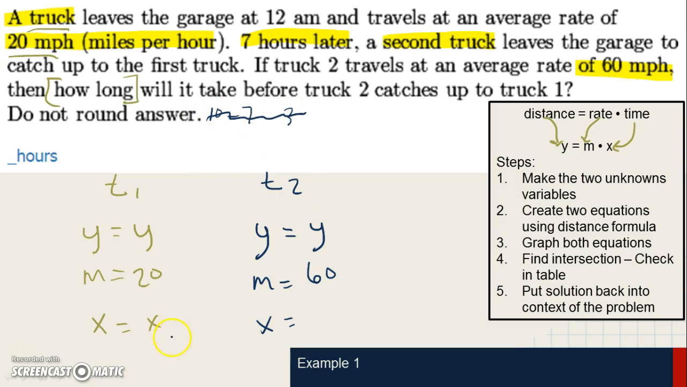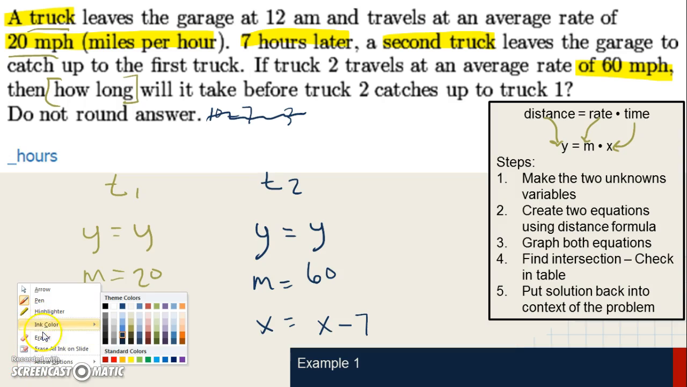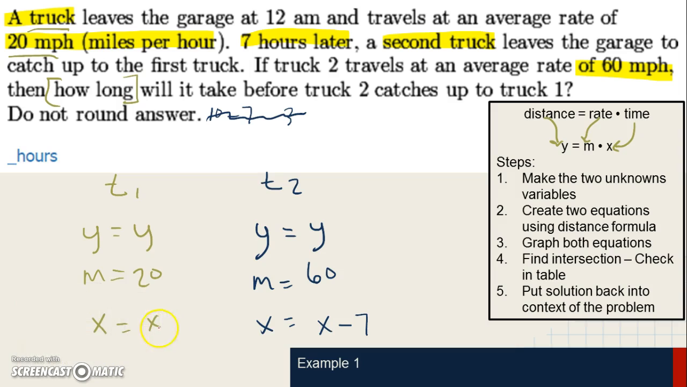Okay. So if we don't know exactly what truck 1's time is, what we can say is truck 2's time is truck 1's time minus 7 hours because it left 7 hours later. So now that we've got the information that we need, we can go ahead and put it all into an equation. And I'm going to do that right now, and I'm going to use a neutral color to do that.